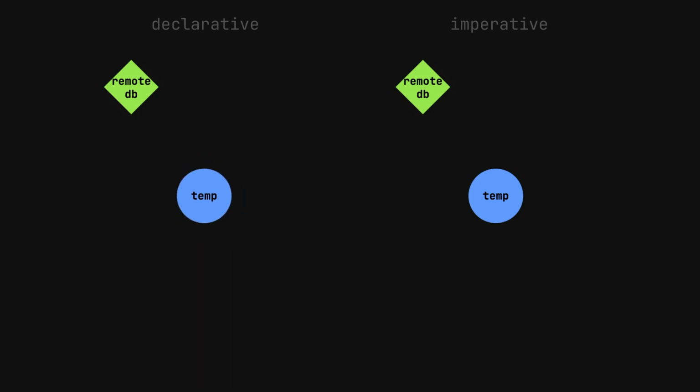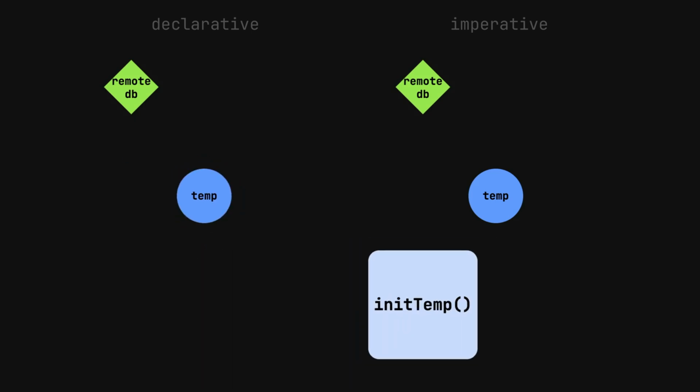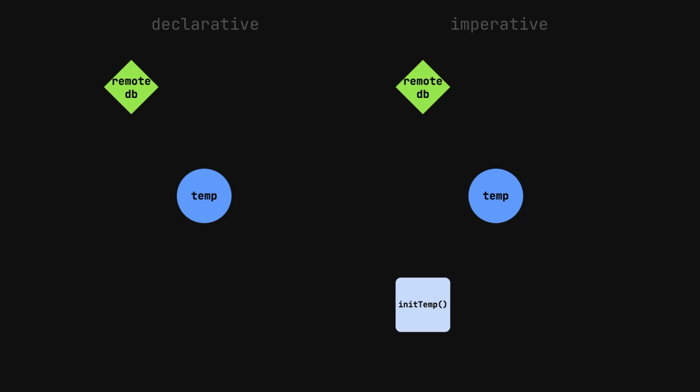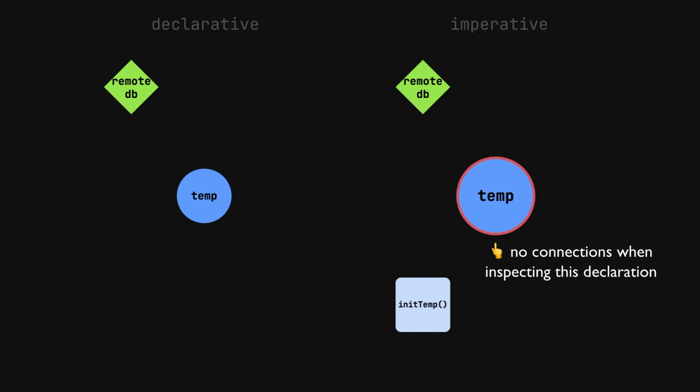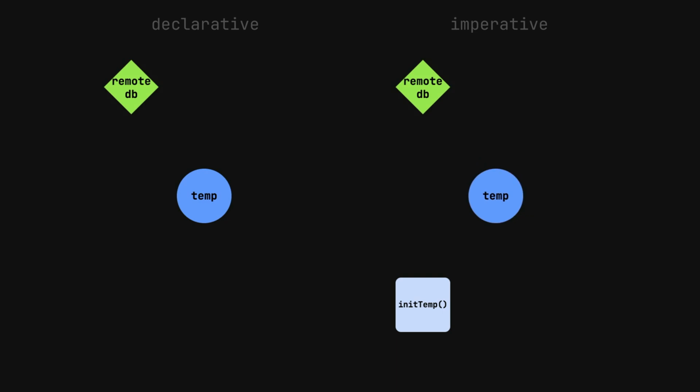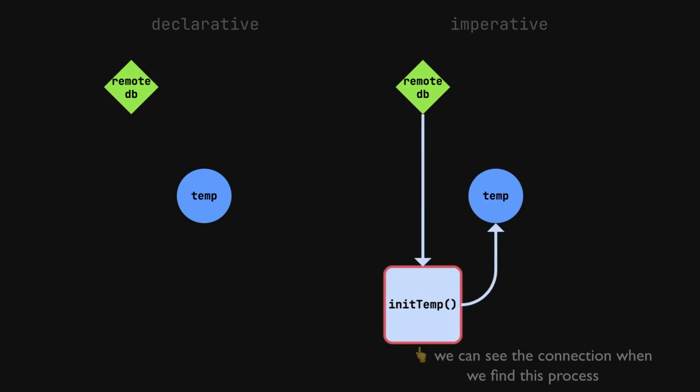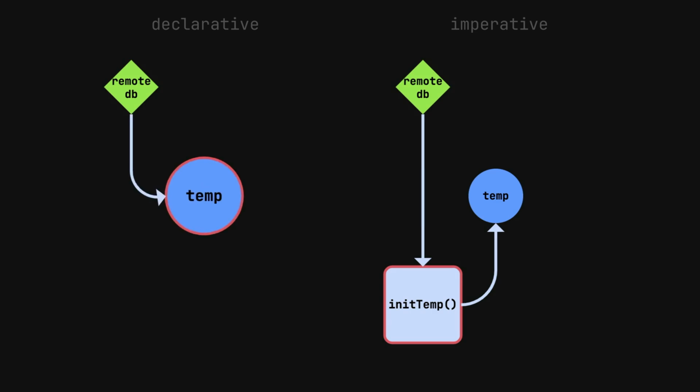For the imperative example, we have some separate process that handles getting the value and setting it. With the imperative code, there is no direct link between the initial declaration and where its value is eventually being set. To find this connection, you would need to find the process that handles fetching that value and seeing that it references the initial declaration. Only when you find and look at this process does the connection between the declaration and its source become visible. In my opinion at least, this is already an extremely compelling case for the declarative approach.